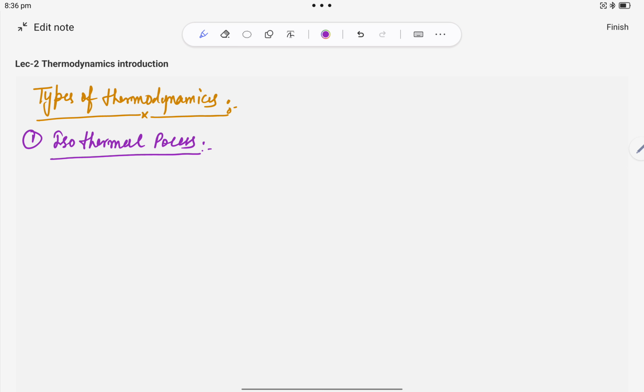What is the isothermal process, children? Iso means same, thermal means temperature. So here temperature same means constant temperature. In the isothermal process, temperature will be constant. That means delta T, the change in temperature, is 0.